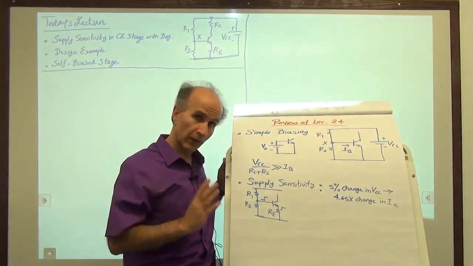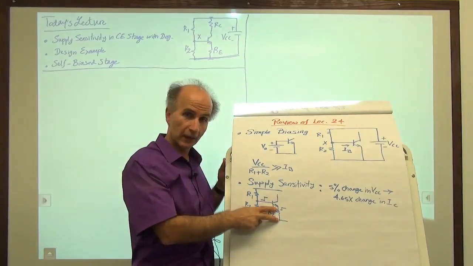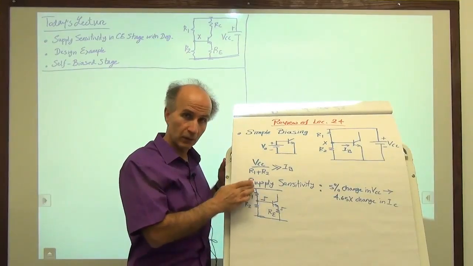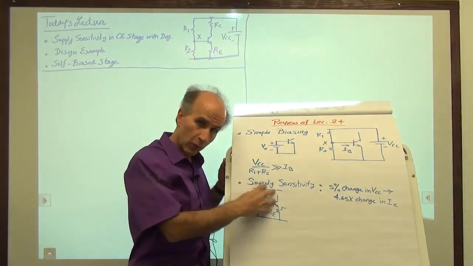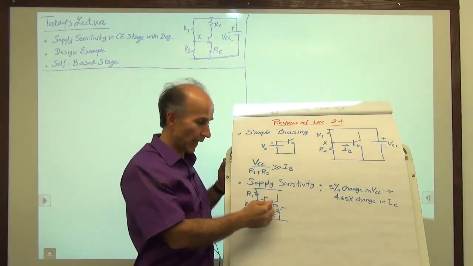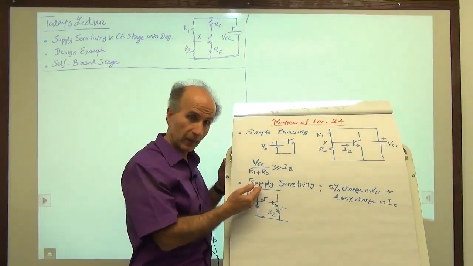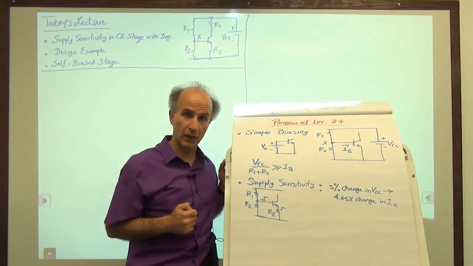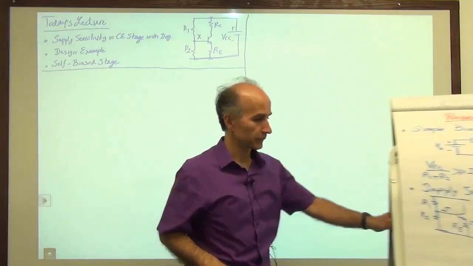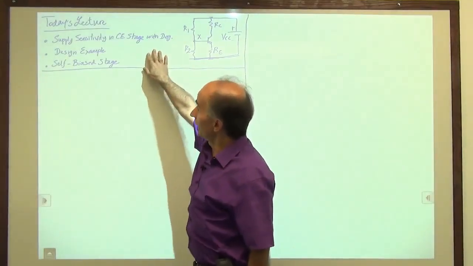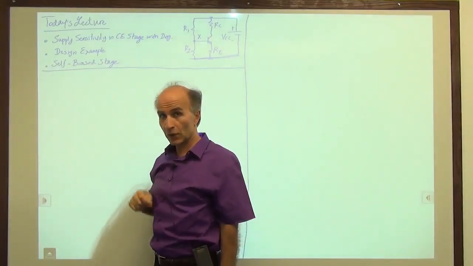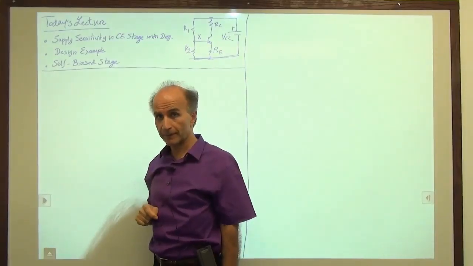So intuitively, we think that having this resistor here helps with reducing the sensitivity to the supply voltage. So today we'll try to quantify this effect and see exactly how and under what conditions we have less sensitivity to supply, meaning we don't get so much current variation when the supply goes up by, for example, 5%. All right, so today we will look at that, and then we'll go over a design example, and then we'll go to a new stage called the self-biased stage, which also has some good properties.